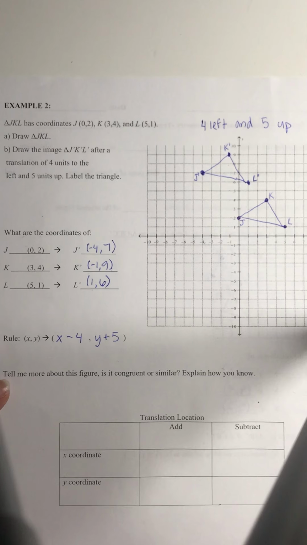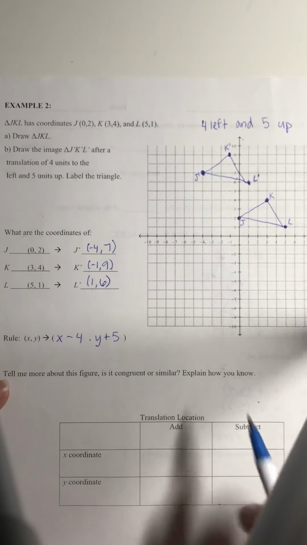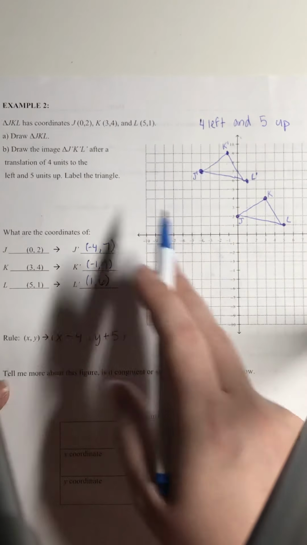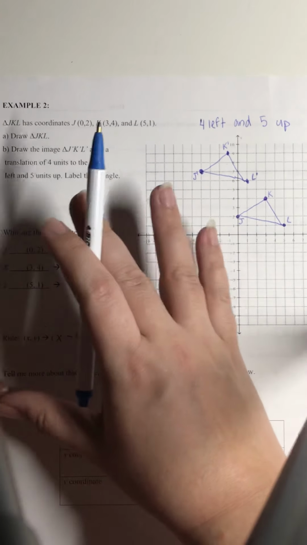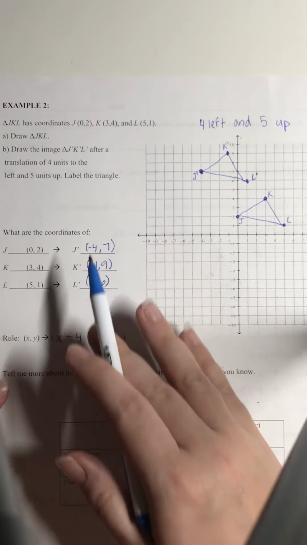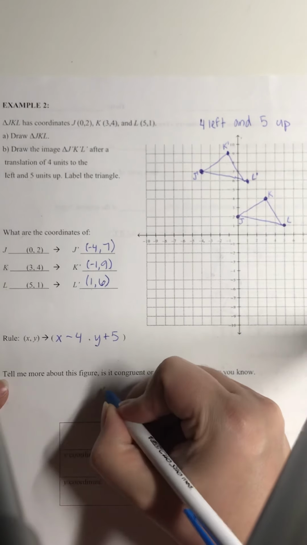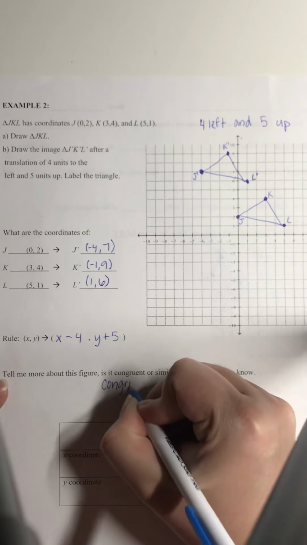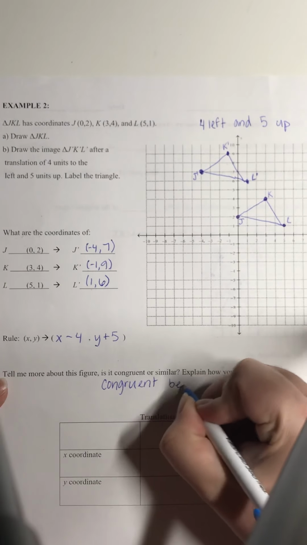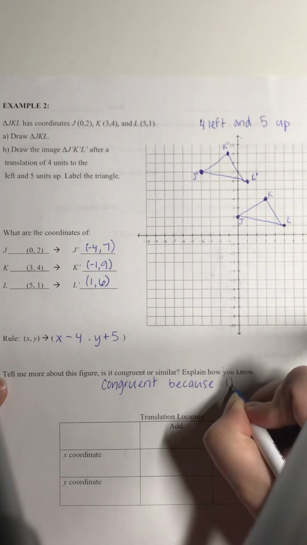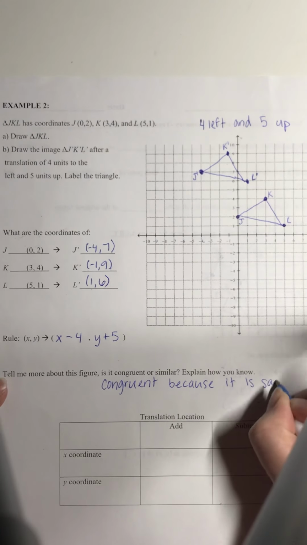So tell me more about this figure. Is it congruent or similar? Well, remember, congruent means that it's the same shape and the same size. Similar means it's the same shape but different size. Well, these two are in fact exactly the same size. We just moved it. We moved each one the same distance. So it should be exactly the same size and the same shape. So it's congruent because it is the same shape and same size.